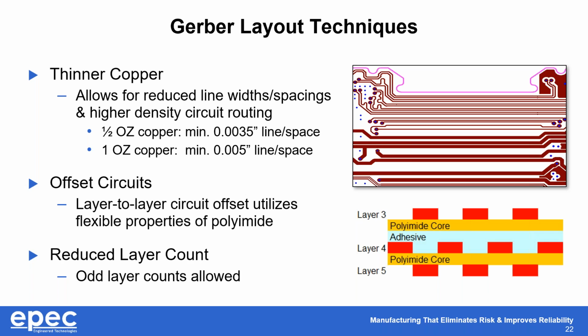And the last item here is reduced layer count. Obviously that's what we're trying to achieve. But specifically in flex and rigid flex designs, for your flex layers, odd layer counts are manufacturable and allowable. In the rigid board world, we tend to work in even layer counts: 2, 4, 6, 8, 10. In rigid flex, it's very common to have, for example, a 5-layer rigid with 3 layers of flex construction. So you don't automatically have to go to an even layer count.